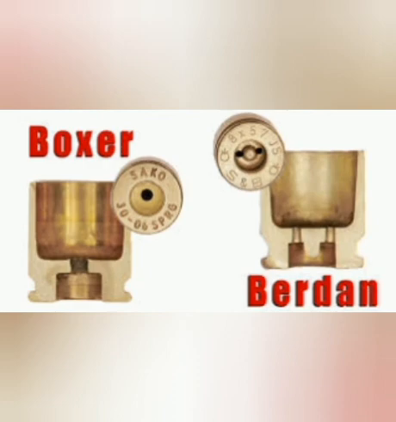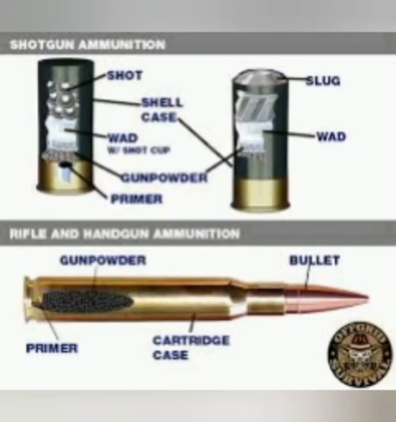There are various types of cartridge cases. Cartridge case is the material in which the whole ammunition is placed. So there are various types of cartridge case based on their shape. They can be straight, they can be rimmed, they can be rivetted. There are various types.